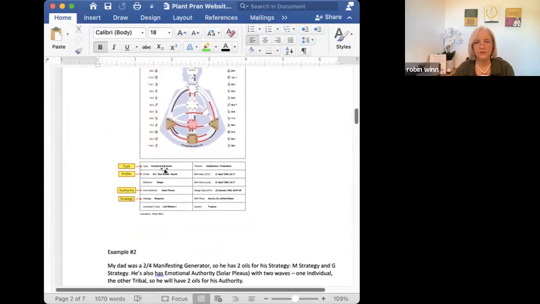My type is a generator. My profile is a 6-2. My authority is the solar plexus. If you have emotional authority, if you have this center colored in, you're going to have a special oil. So we'll have to talk about that in a minute.